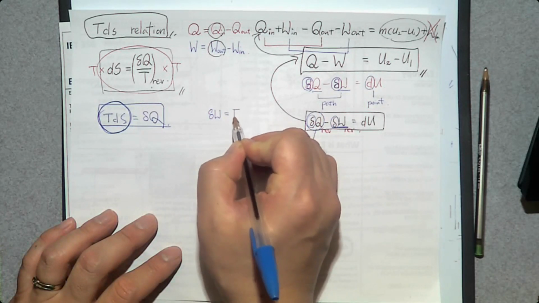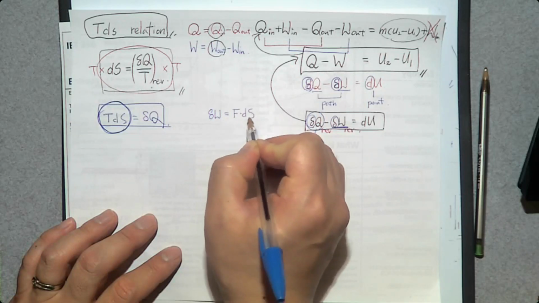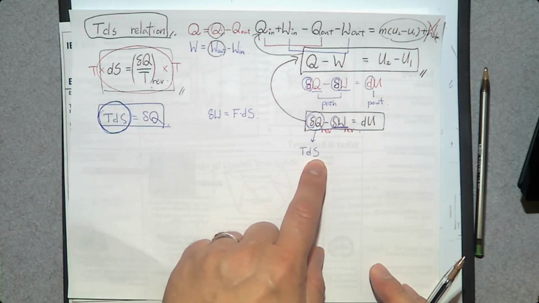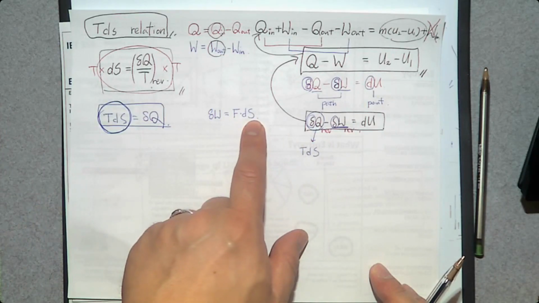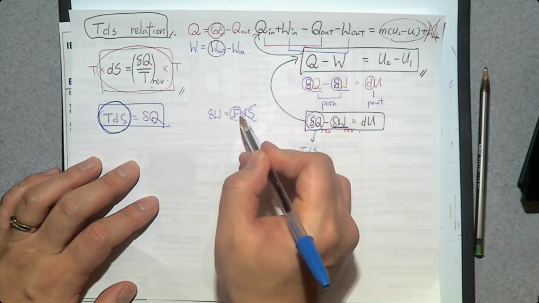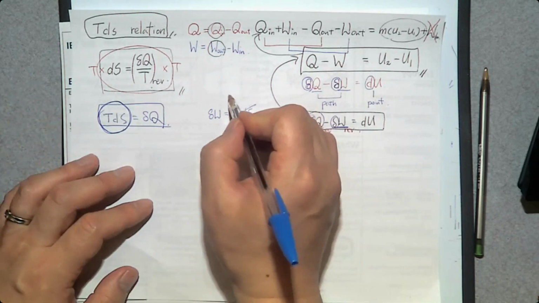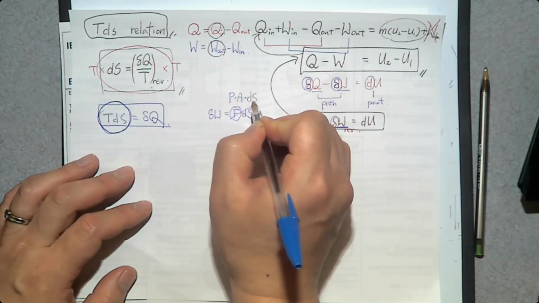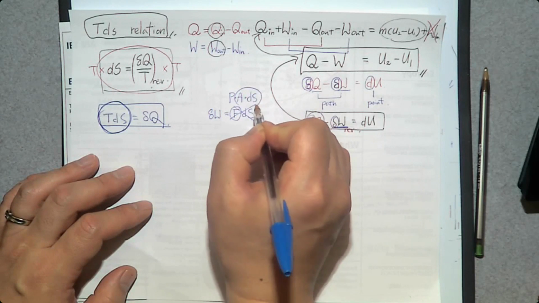force times distance. F times ds. Oh, wait, there's an S. This is entropy, and this S is distance. That looks confusing, so I'm not going to do that. Force is pressure times area. Pressure times area times distance. Now, area times distance, what is it?